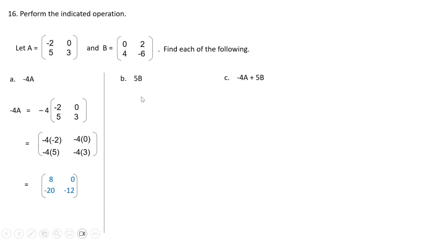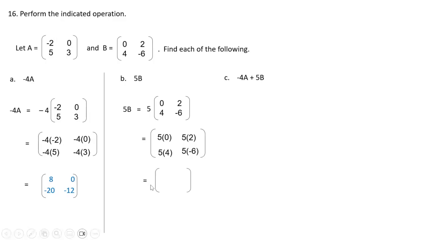Now we're going to do 5 times matrix B. Matrix B is 0, 2, 4, negative 6. So similar to part A, we're going to multiply 5 times 0, 5 times 2, 5 times 4, and 5 times negative 6.